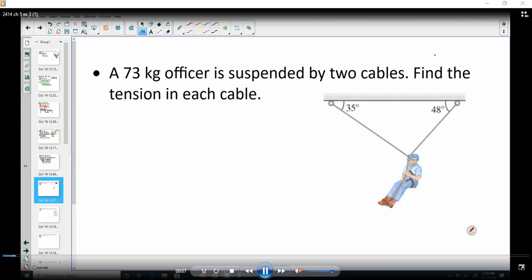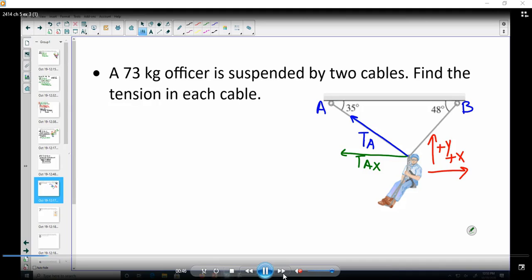Alright everyone, so in this example, we have an officer tied to a set of cables. The cables are at different angles. We're going to set the X direction to be positive to the right, the Y direction to be positive upward. And so the setup for this problem is going to be very similar to the one we did in class. We want to find the tension in the two cables, which we call A and B.